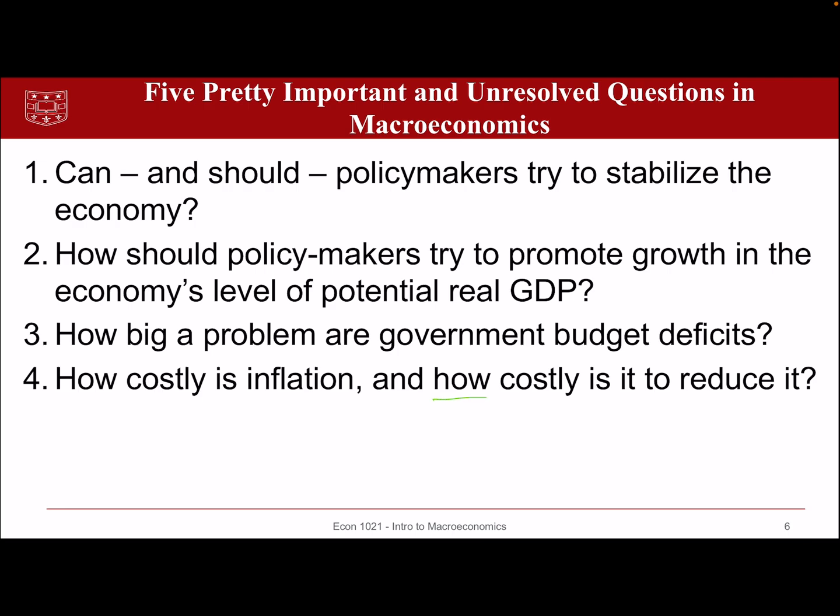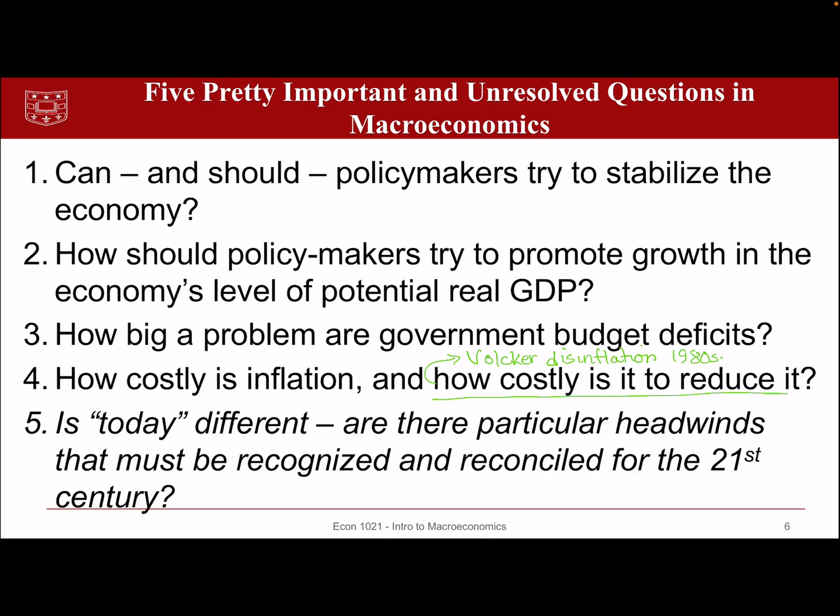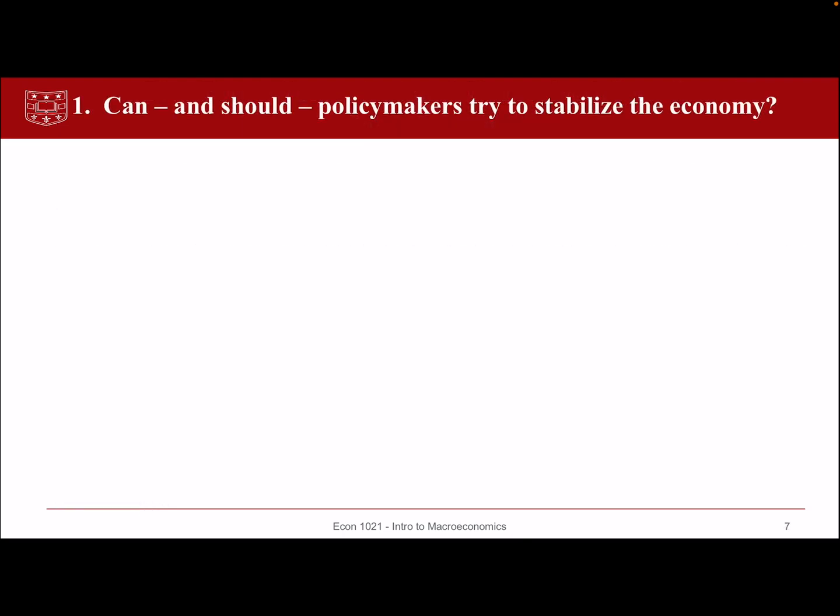So this is in context to, in the textbook, you can refer to the Volcker disinflation periods in the early 1980s and the ensuing recessions. And then, always looking forward, is today different? What are the particular headwinds that need to be recognized and reconciled for the 21st century? So what I'd like to do is just take a little bit of time and think about each one of these questions. So can and should policymakers try to stabilize the macroeconomy?